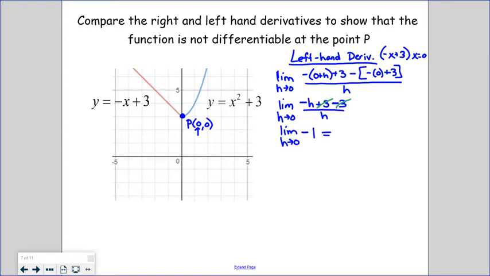Well, again, the limit of a constant is not going to change that constant. So yes, I am doing direct substitution. There is no h to directly sub it into, so it doesn't change it. Our left-hand limit is negative 1. Our left-hand derivative is negative 1. Look at the left-hand side of our graph. Doesn't it have a slope of negative 1? Okay. Then we repeat this process and do our right-hand derivative.